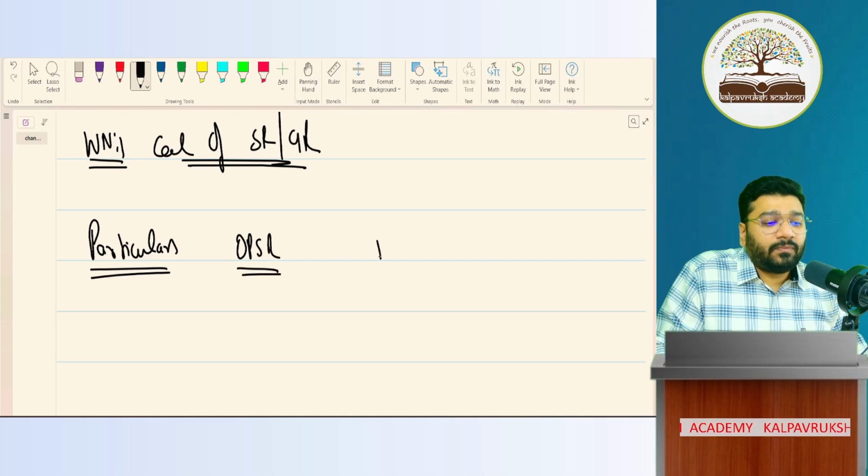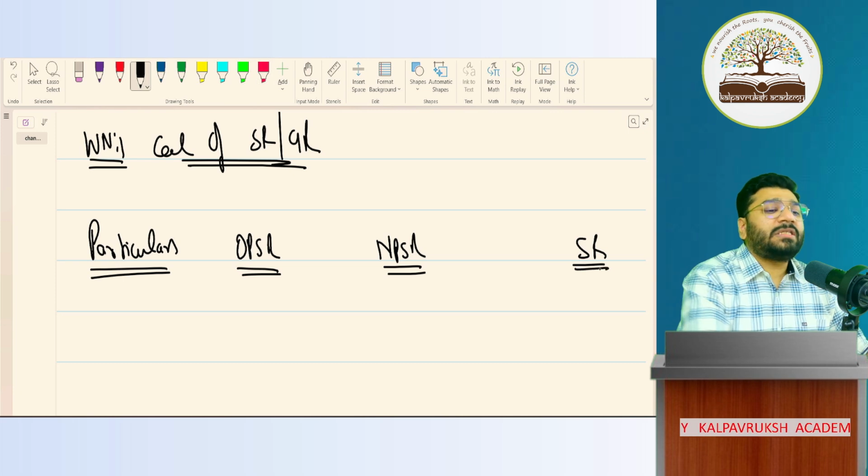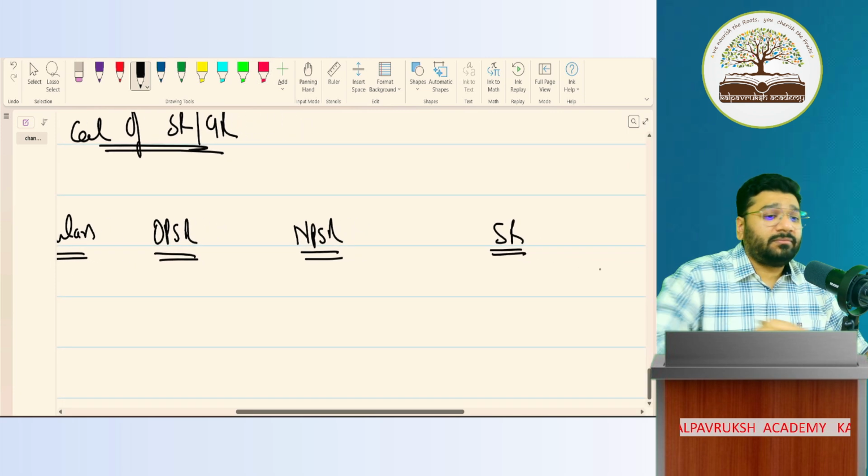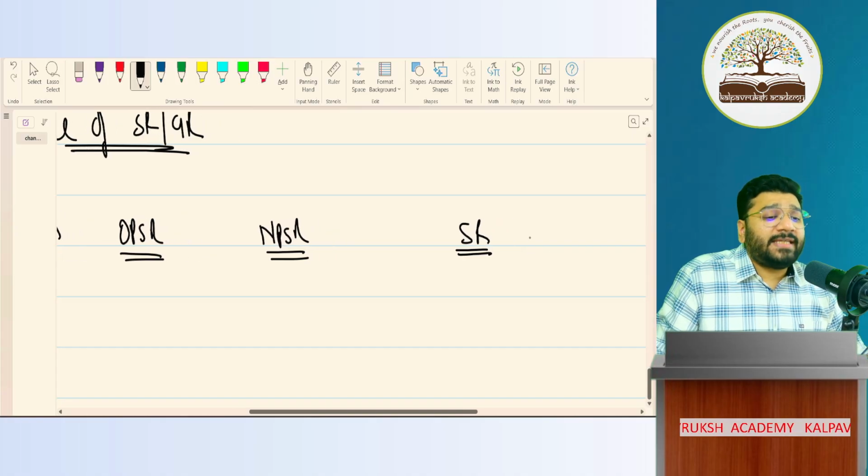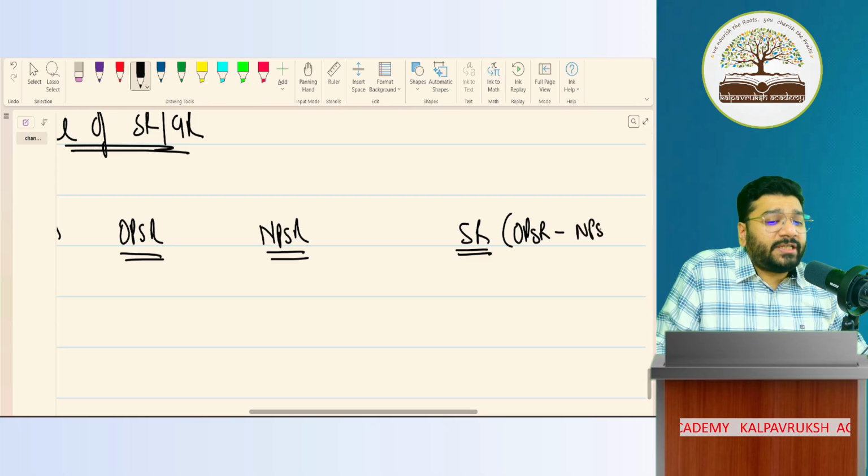OPSR, NPSR. I have to calculate SR. What is the formula to calculate SR? No formula, no mark. What is the formula to calculate sacrificing ratio? Old profit sharing ratio minus new profit sharing ratio.